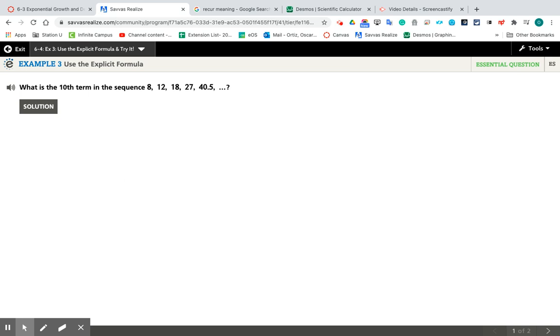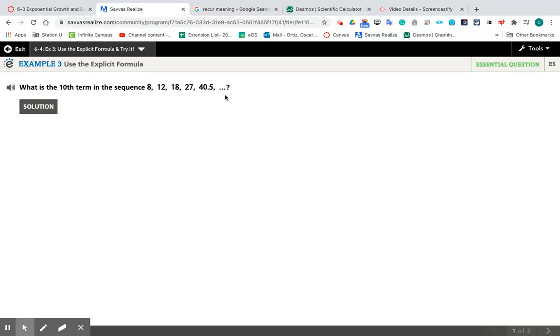So now let's see examples 3 and 4. In example 3, we are talking about explicit formula. So we just talked about recursive. Now we are going to see a different way to do it, which should be familiar, I guess, with what we've done already.